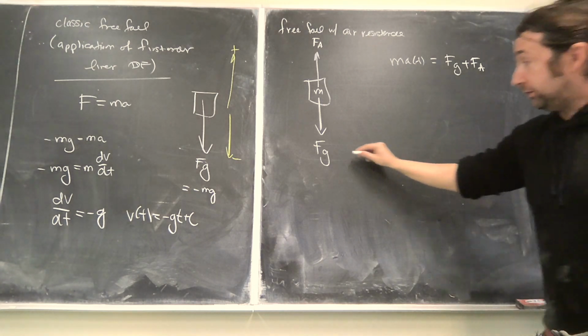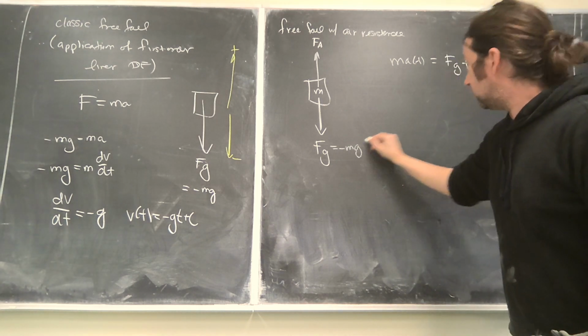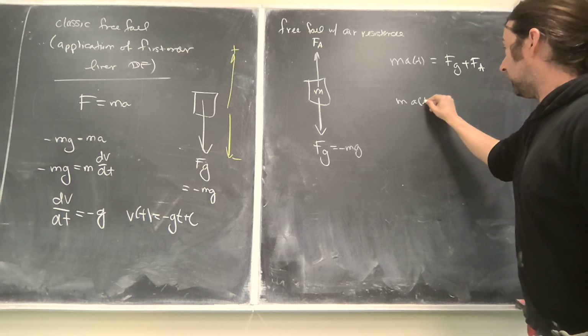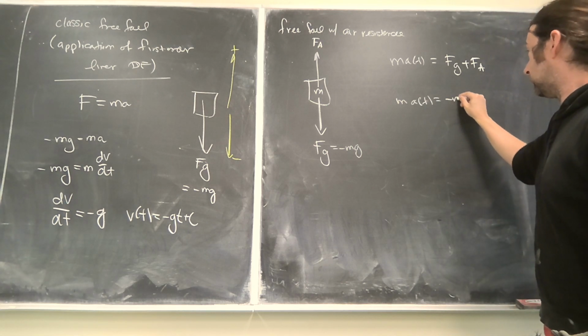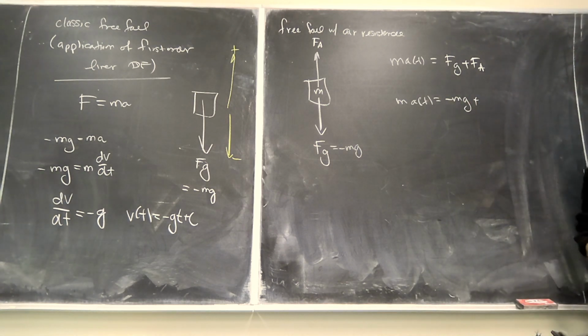Fg I've already modeled because I'm calling this minus mg. So m times a of t is equal to minus mg. And now we have to make a choice.